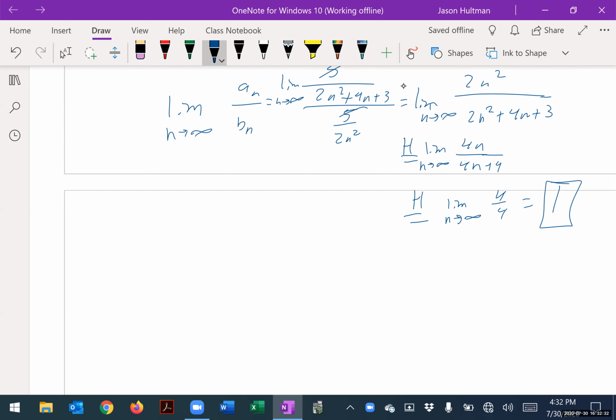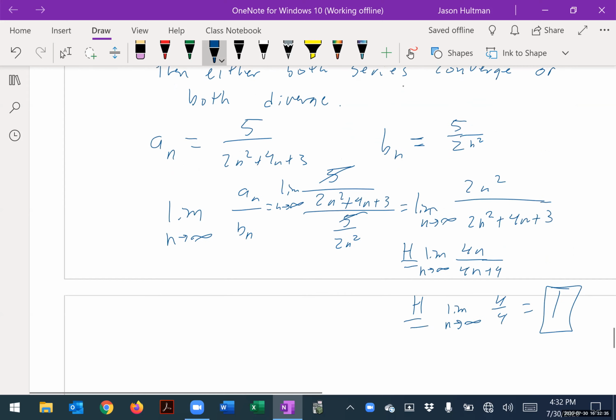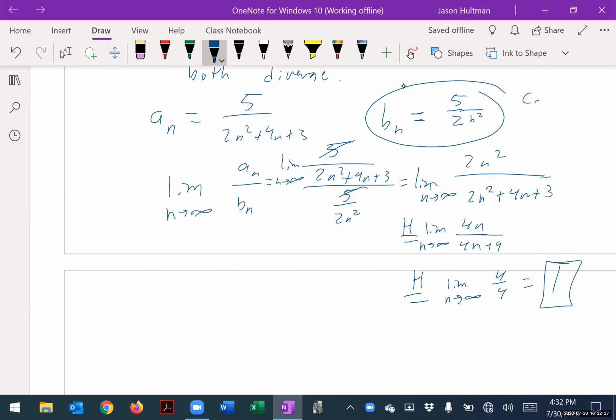Since that's a constant, what do I know? I knew that since b sub n converges, then a sub n also converges. So a little bit of algebra, a little bit of L'Hopital's rule, and we're there.